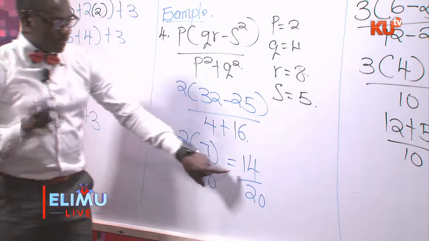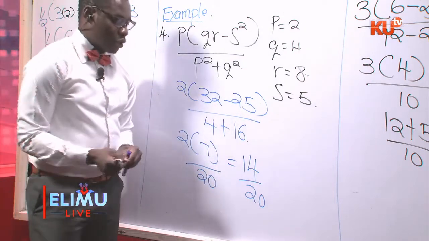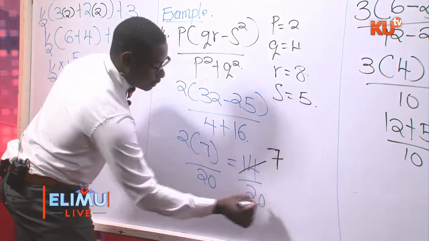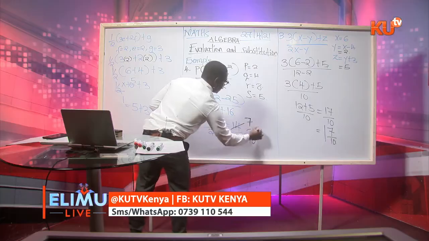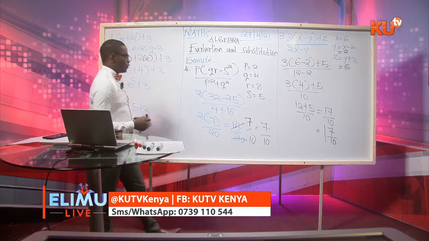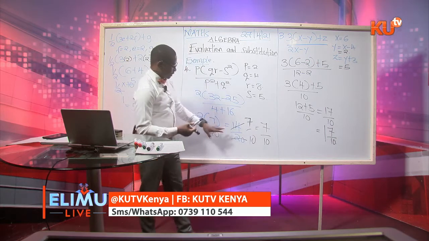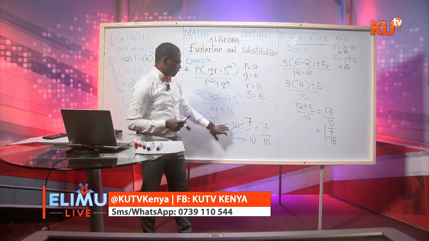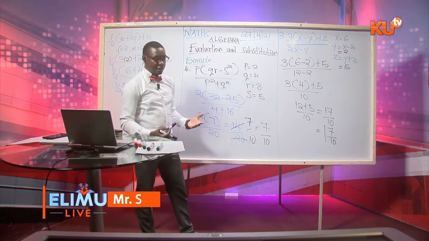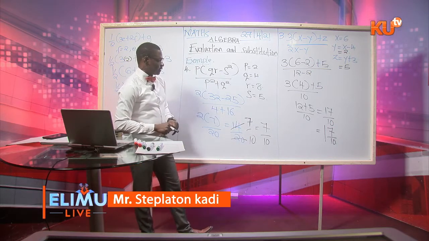Now this answer, we can simplify it further because they can both be divided by 2. So 2 can divide 14 7 times, and 2 can divide 20 10 times. Therefore, the right answer here is 7 over 10. Before you write your answer, you look at the answer if you can simplify. So you simplify it up to whereby it cannot be simplified any further. When you do that, you get your correct answer. So our correct answer is 7 over 10.